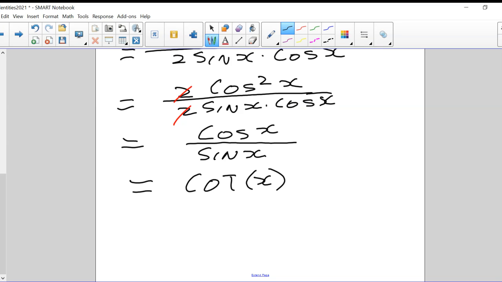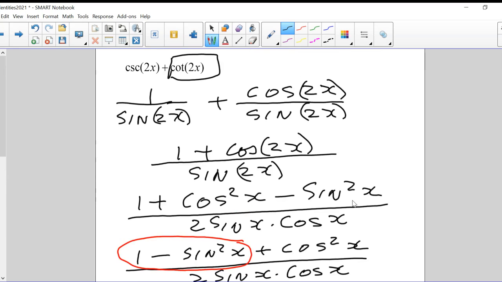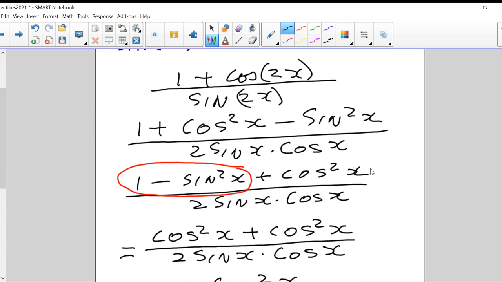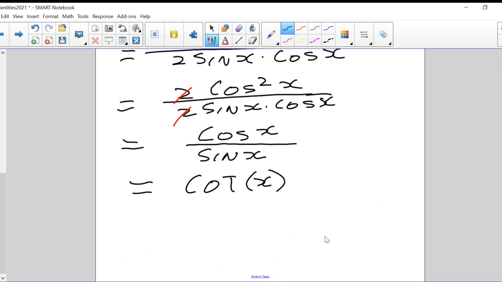See how interesting these can be? So here's what we started off with: cosecant 2x plus cot 2x. Turns out it's really just cot x in disguise. That's really all it is. Okay, let's see if we can get through one more before the break, and then we'll take our break.